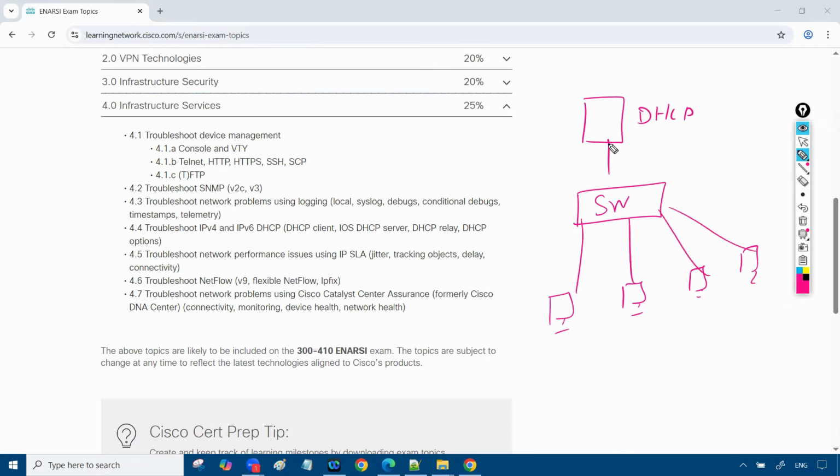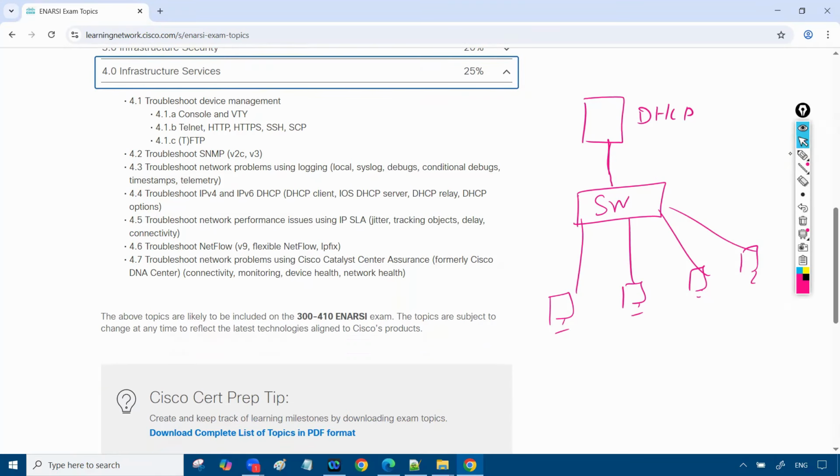Maybe your trunk link is working well, but the VLAN is not allowed. Maybe port security is configured over here. Maybe a wrong DHCP pool mapping is configured. Sometimes your DHCP server is put in a different broadcast domain, so you don't have reachability. That troubleshooting you have to do in ENARSI. Then we'll also talk about the concept of the DHCP relay agent and DHCP options. DHCP snooping we're also going to talk about over here.